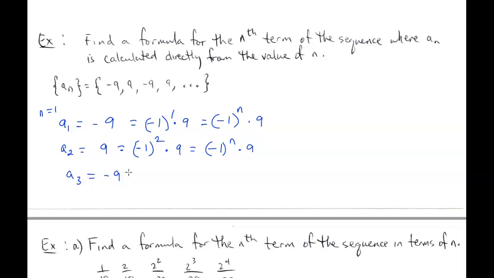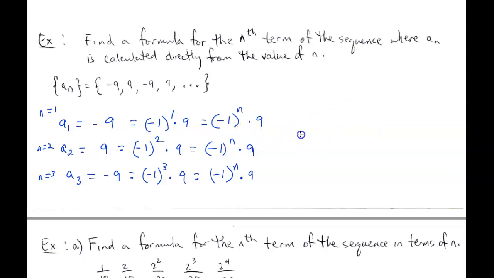That's going to be negative 9 again. And this time, since n is going to be equal to 3 here, then we would raise this negative 1 to the power of 3. And of course, anytime we have a negative number raised to an odd number, we know that the result ends up being negative. So we see that we're pretty much following the same pattern here. Okay, so we're good to go.